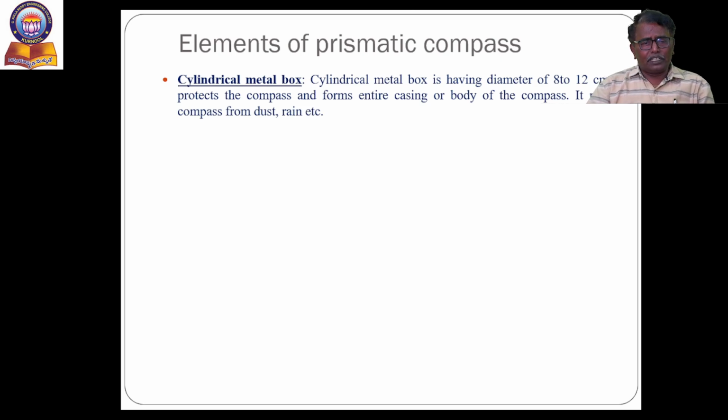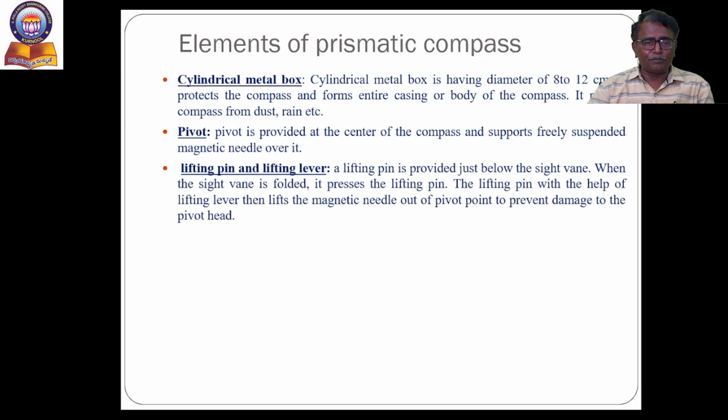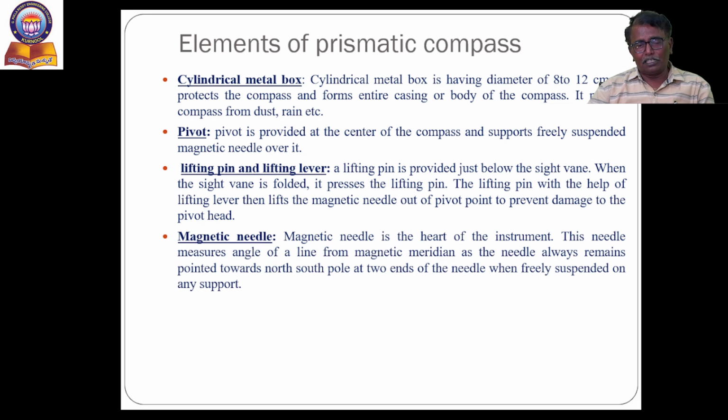Briefly, the cylindrical metal box, already we have discussed. Next one is the pivot. The pivot is provided at the center of the compass and supports the freely suspended magnetic needle over it. Lifting pin and lifting lever: to avoid the wear and tear of the pivot, the lifting lever and lifting pin are provided, so that the magnetic needle may be lifted from the pivot, and the graduated ring may be lifted from the pivot to the glass.